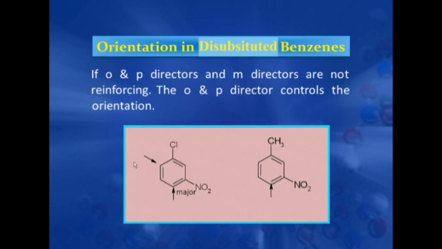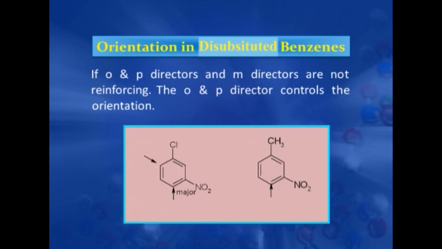Now, see the example, para-nitrochlorobenzene. Here chlorine is an ortho and para director, and nitro is a meta director. Because this is ortho to this, but it is not meta to nitro, it is para to nitro. So when these two groups are not reinforcing each other, then this chlorine, because it is an ortho and para director, governs the orientation of the incoming group, and that is why the incoming group will attack these two positions, and major attack will take place para to the chlorine atom.